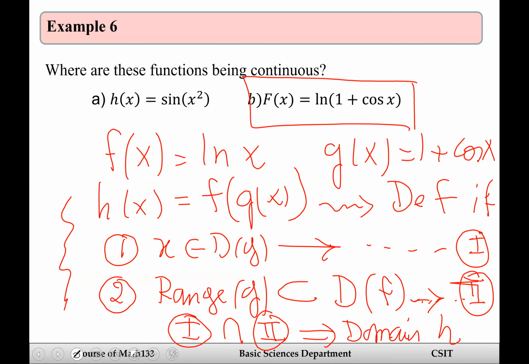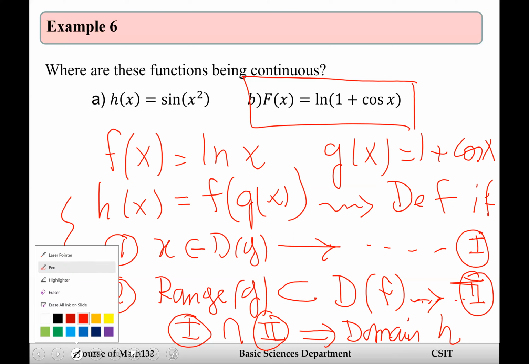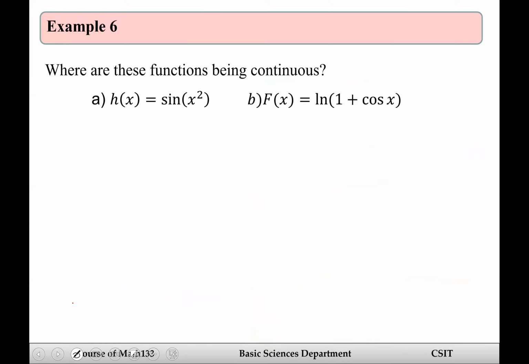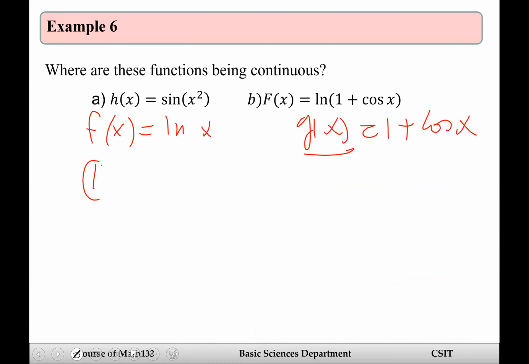And if you have the domain, then since it is a function formed by composition of basic functions, the domain of continuity is the same as the domain of definition. So let me apply this strategy here to this function. I will say that f of x is equal to ln x, g of x is 1 plus cosine x. Now what is the domain of g? This is number 1. The domain of g is equal to R, all real numbers.